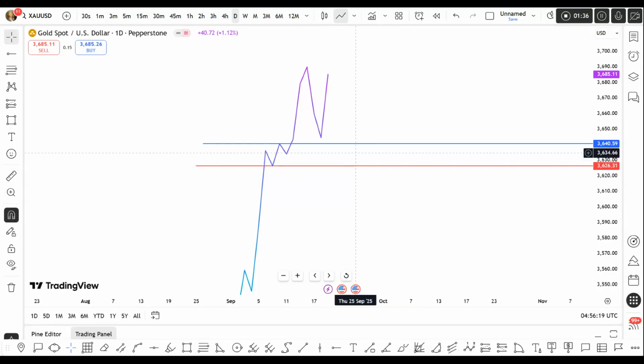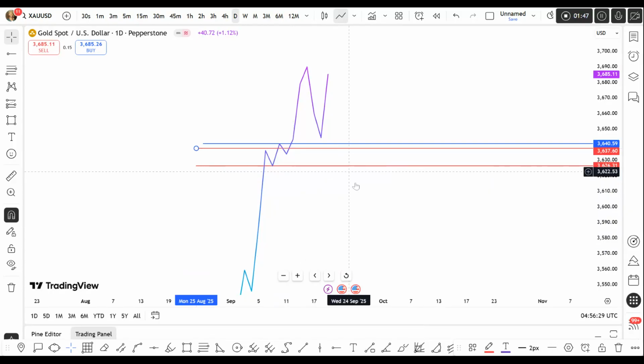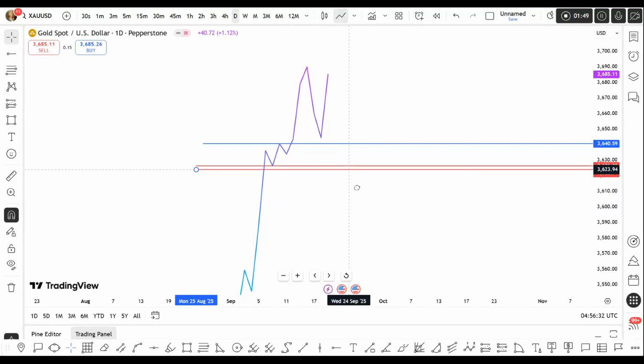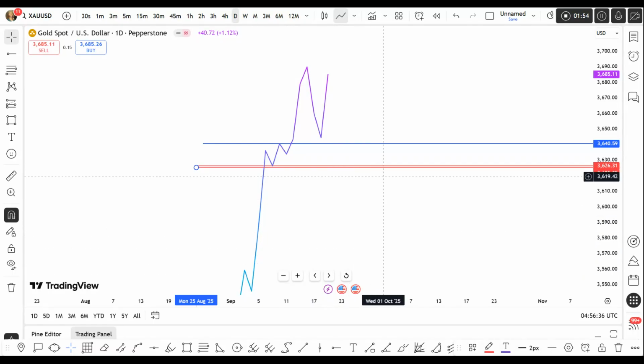daily support structures. A broken resistance structure becomes a demand floor. So after break of structure, demand, break of structure, demand. So we are going to keep these as key important areas for us. These are key important areas of reaction, market reaction for us.